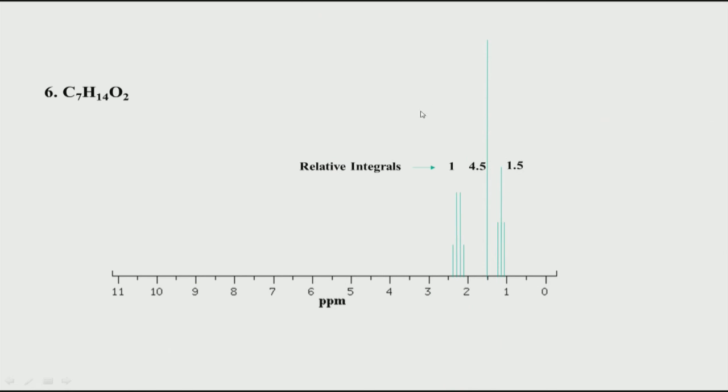So, let us start from this example number 6. Here this is the molecular formula or the composition given to us. There are 14 hydrogens and 2 oxygens, 7 carbons, and this is the spectrum. If you look at this relative intensity, it is very interesting that it is basically giving a fractional integral, and there is a triplet, a singlet and a quartet.